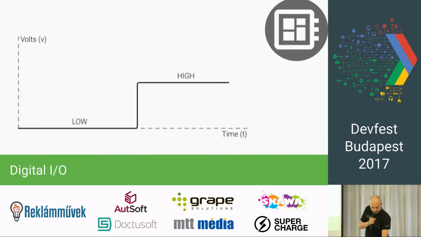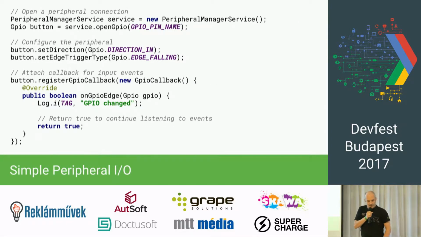But first you have to have access to the pin. And like Daniela said, it works through the peripheral manager service. You open the GPIO and you set the direction. You either want to read or you want to write. And if you want to listen to changes, you can also set edge trigger types, edge falling. So then you wait for a signal going from 5 volts to 0, and then you get a callback. Looks really Androidy, right?